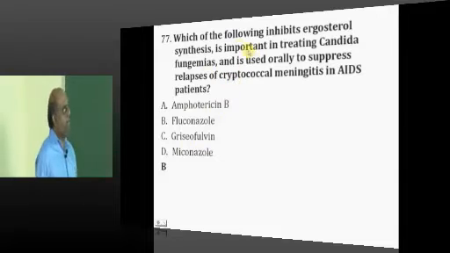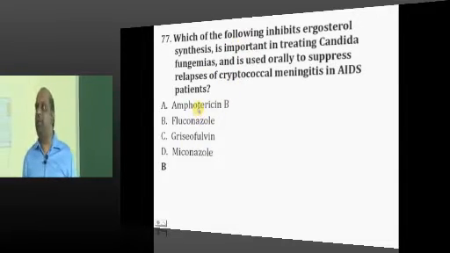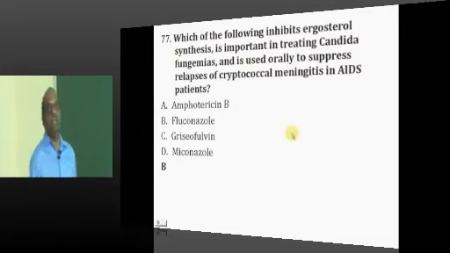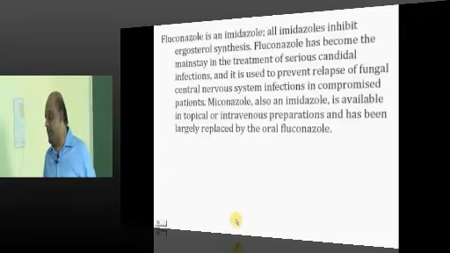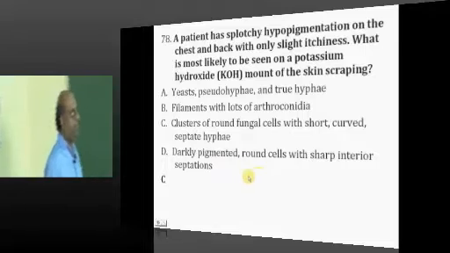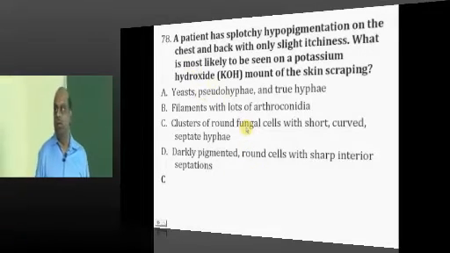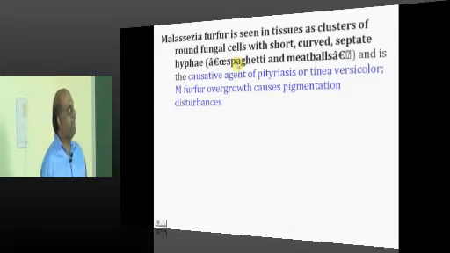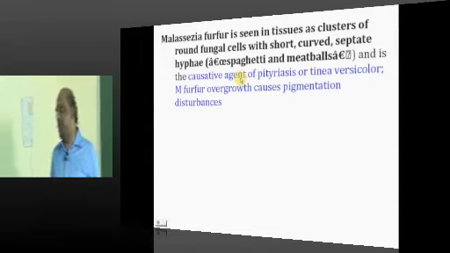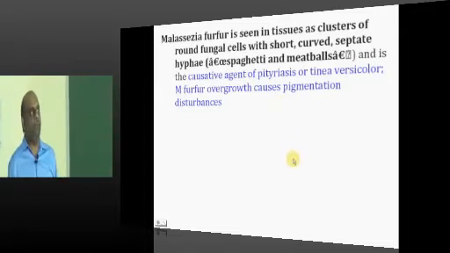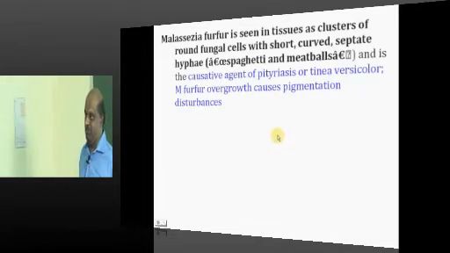We use fluconazole, which is very important in the management of Candida fungi, and also the relapses of cryptococcal meningitis is what needs to be understood. Splotchy hypopigmentation is there. So what is your diagnosis, doctor? It is basically tinea versicolor, which is caused by Malassezia furfur, which is known to lead to development of hypopigmentation.